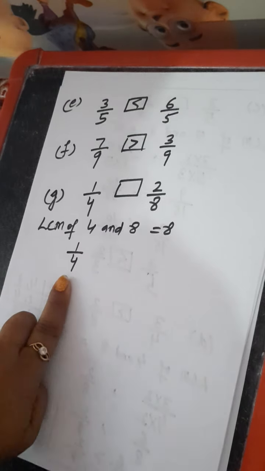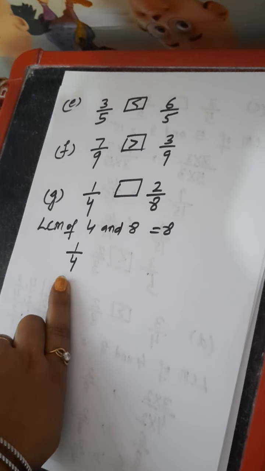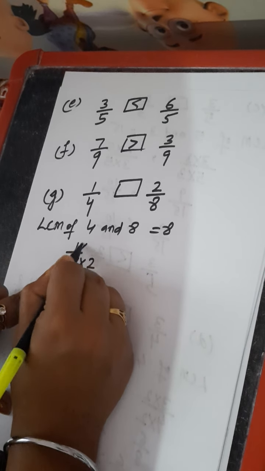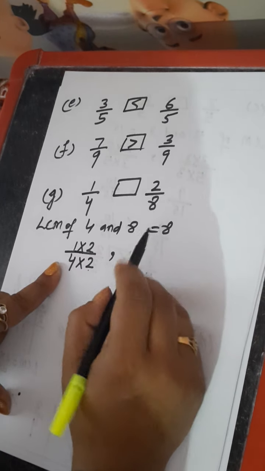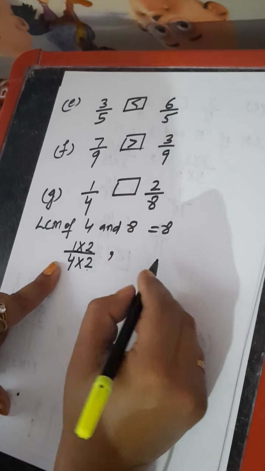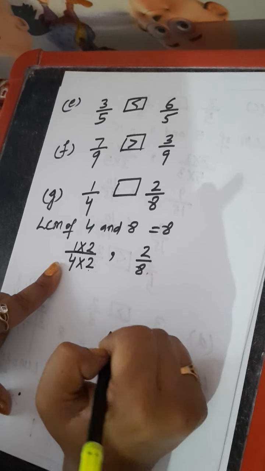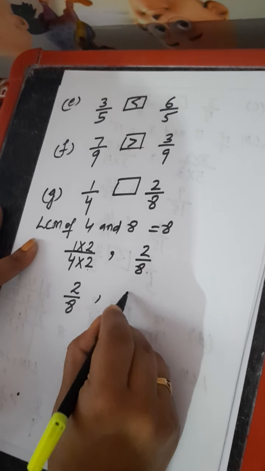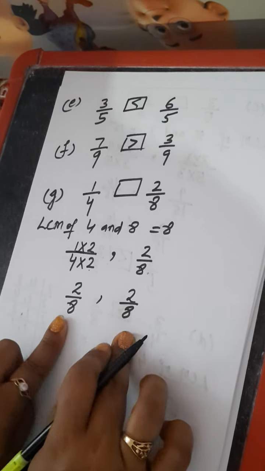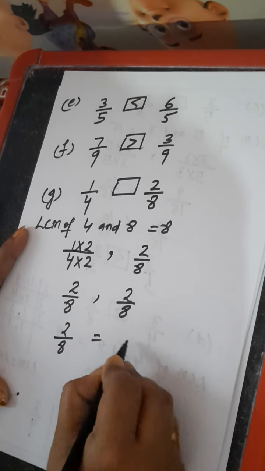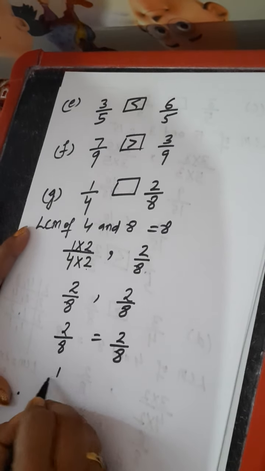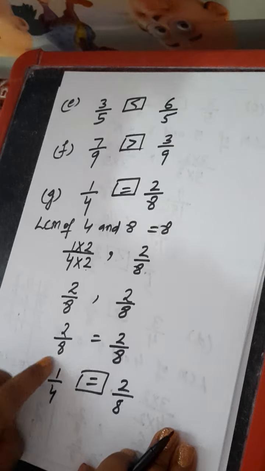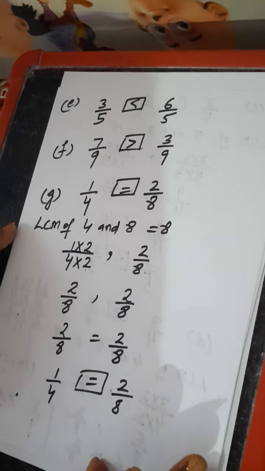1 upon 4. Here we need 8 in the denominator. So by which number you multiply 4 so that you will get 8? That is 2. Multiply 2 in the denominator, multiply 2 in the numerator. So here you have 2 upon 8 as it is. Here I will get 2 upon 8. Now both are equal. So 2 upon 8 is equals to 2 upon 8. So we can say that 1 upon 4 is equals to 2 upon 8. So G part is 1 upon 4 is equals to 2 upon 8.